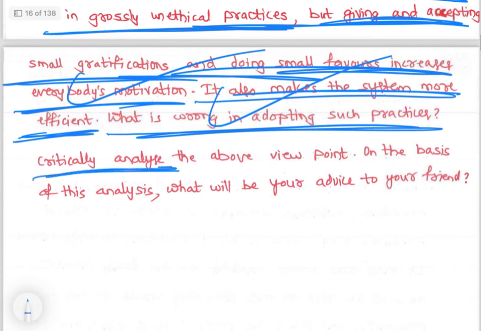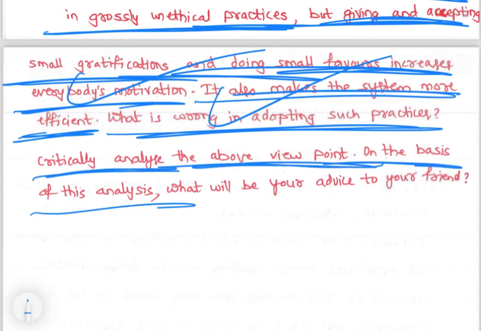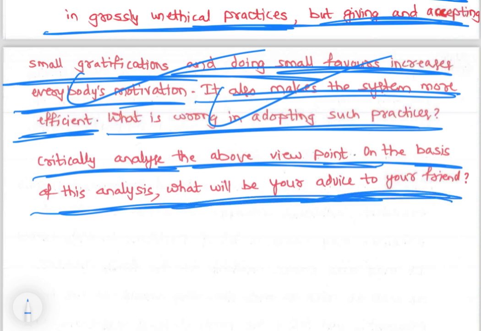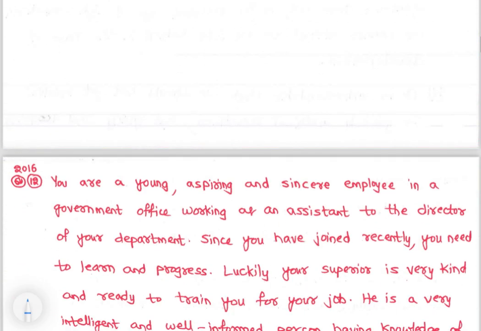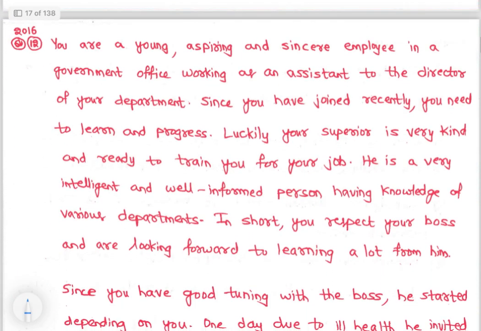So critically analyze the above viewpoint. On the basis of analysis, what will be your advice to your friend, right? Again, same case study, right? That's why I'm not discussing it and I haven't provided a model answer also for this question because it is similar to the last case, right? So now let's discuss the next case study that was asked in 2016.